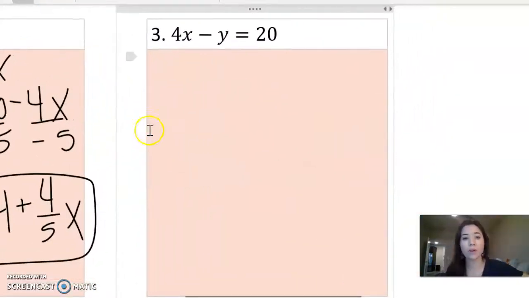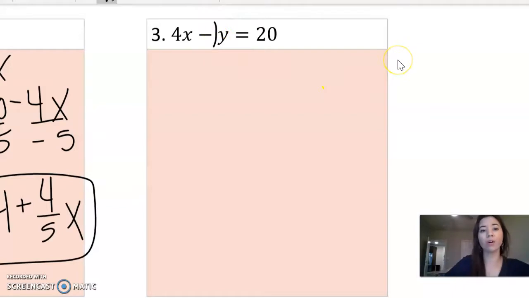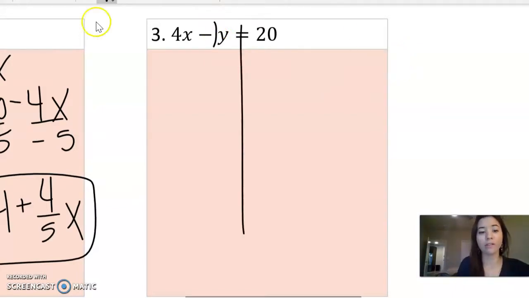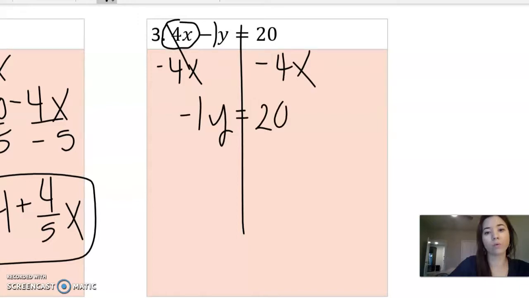All right, last one here. So if you see nothing in front of your y, we did this a little bit yesterday, what number can I imagine is there? And that is a 1. So from here, this is just like the previous problem. I have a positive 4x, so I'm going to start by subtracting 4x from both sides. Now I have negative 1y equals 20 minus 4x. And now we divide everything by negative 1.